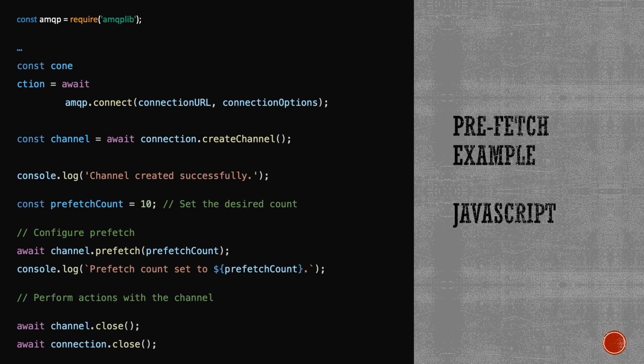Here's a full example in JavaScript that demonstrates how to configure prefetch in RabbitMQ using the channel.prefetch. A connection is established using amqp.connect, and a channel is created using connection.createChannel. The prefetchCount variable is set to the desired prefetch count. Adjust this value according to your requirements. The channel.prefetch(prefetchCount) method is used to configure prefetch on the channel. You can perform any desired actions with the channel within the function. Finally, the channel and connection are closed using channel.close and connection.close.